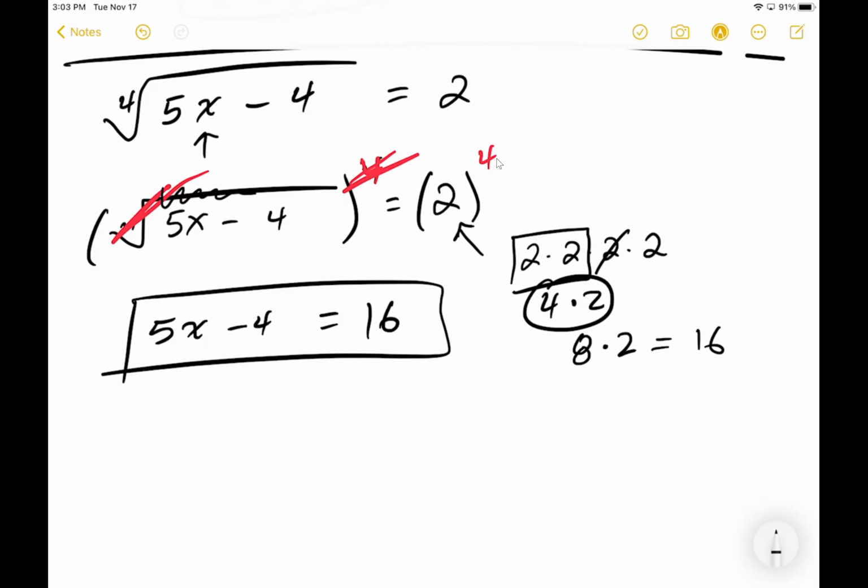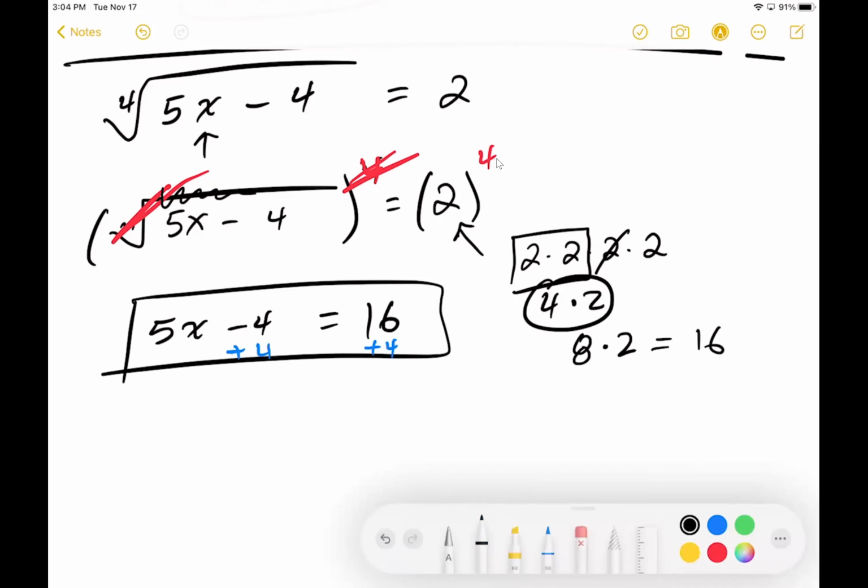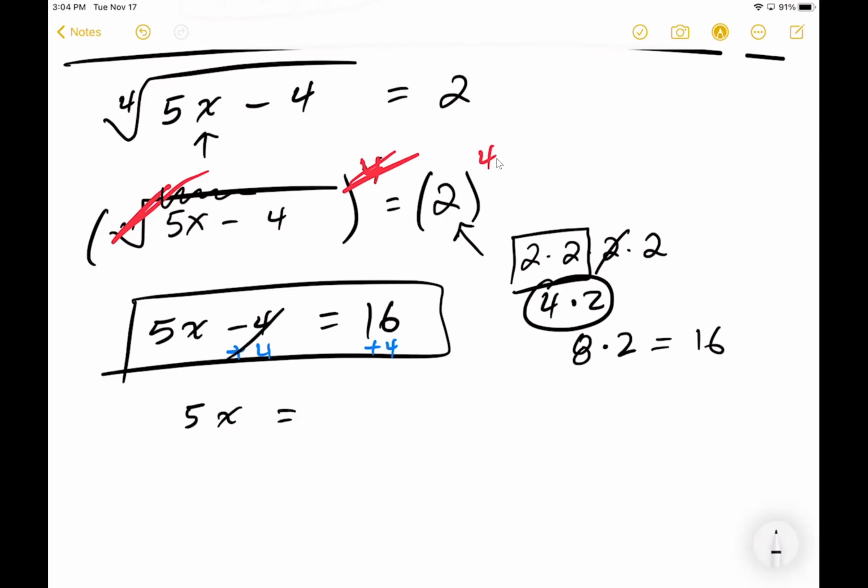How do I solve for x? To solve for x, all I need to do is add 4 here. Add 4 there, and I have 5x equal to 20. Now how do I get rid of the 5? I divide by 5 to give me x is equal to 4.